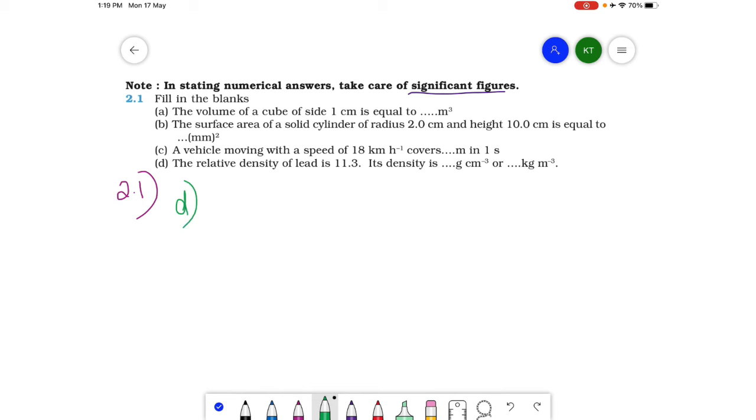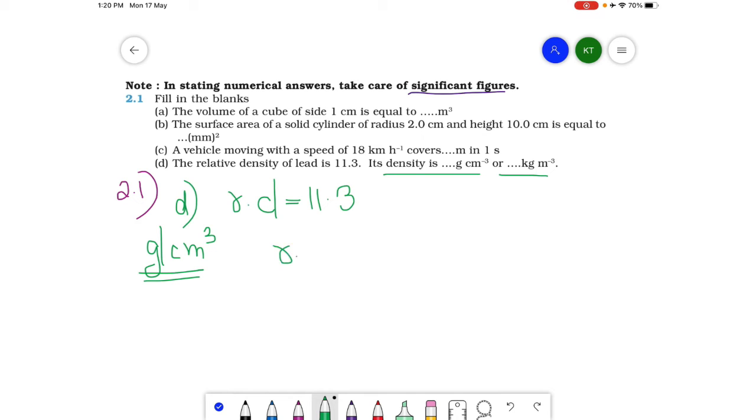Let's solve the fourth part of the question. So what is given to us is the relative density. The relative density of lead is 11.3. Its density in gram per centimeter cube or kilogram per meter cube. So let's first solve the gram per centimeter cube. So the question here is relative density is given. You have to find the density of lead.